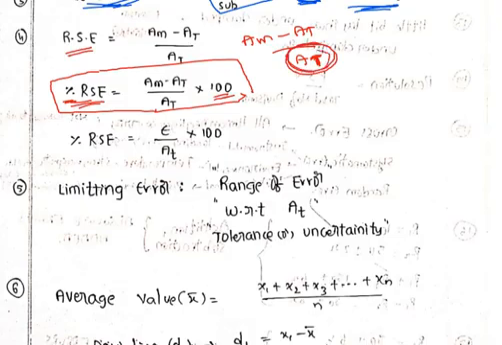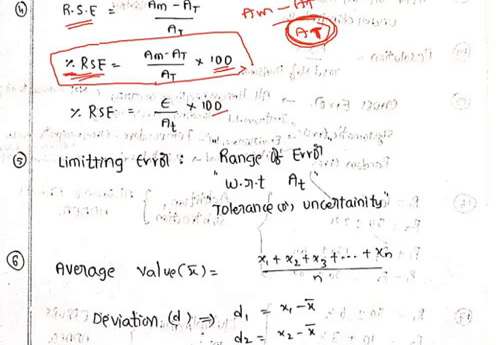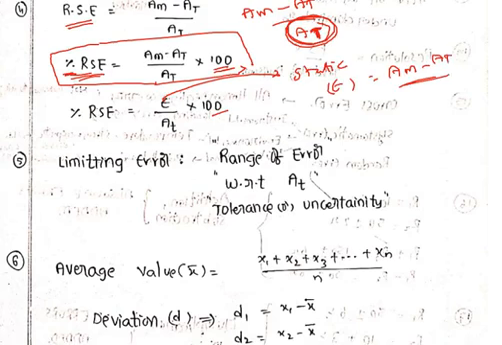And relative static error equals e by At into 100 can also be written. Measured value minus true value, the difference, can be written as e. So e by At into 100 we can write. E is nothing but the static error, which we just discussed: E equals measured value minus true value. When it is with respect to true value, it is a relative static error. When percentage is asked, we write into 100. Very important formula. Based on this, they will give you the measured value and true value, and we have to calculate the relative static error accordingly.